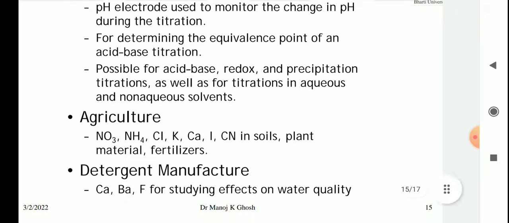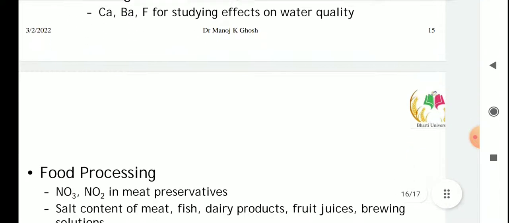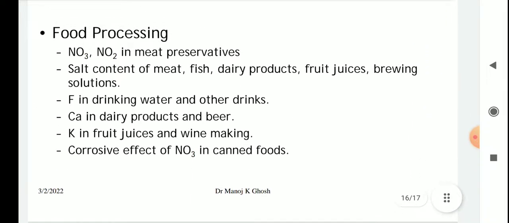And lastly, we discuss the manufacture of detergent. We can use the technique for the manufacture of detergent, for elements like calcium, barium, and fluorine, for studying the effect on water quality. Last is food processing. We can also use this technique for food processing.